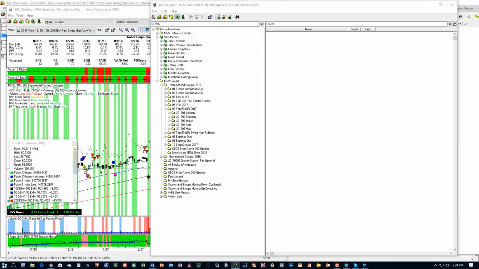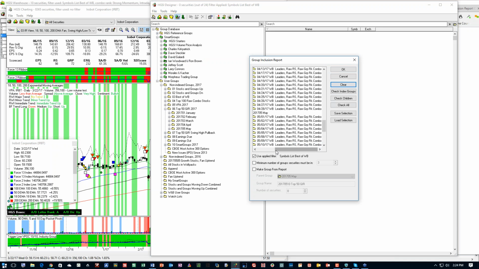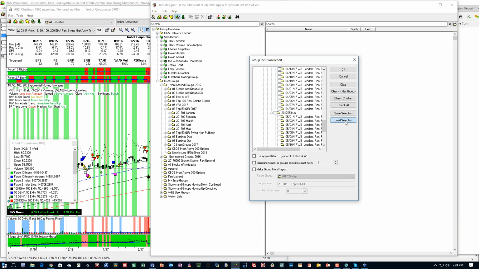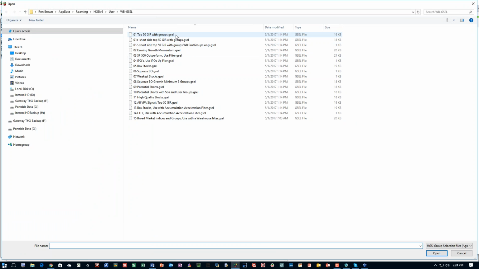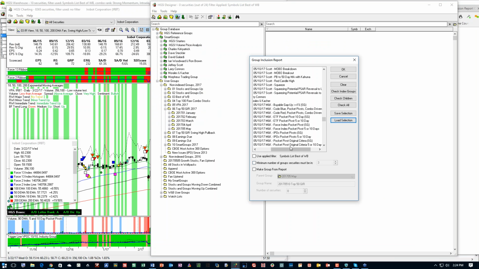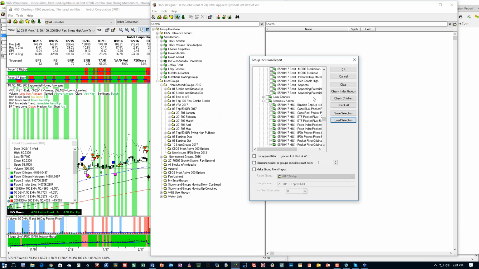You just go to the designer and you click on this arrow. I'm going to clear everything. I'm going to get rid of use applied filter because I'm finished with this right now. And I'm going to load a selection. The selection I load is in this file in my user files. It's called a GSEL file, and it's the top 50 GIR with groups. I'm going to load that. What this does is it loads all of these smart groups. And if W and B isn't selected, it got deselected somehow.